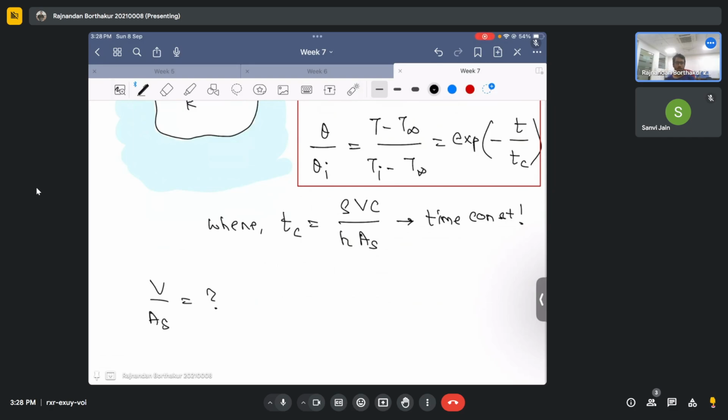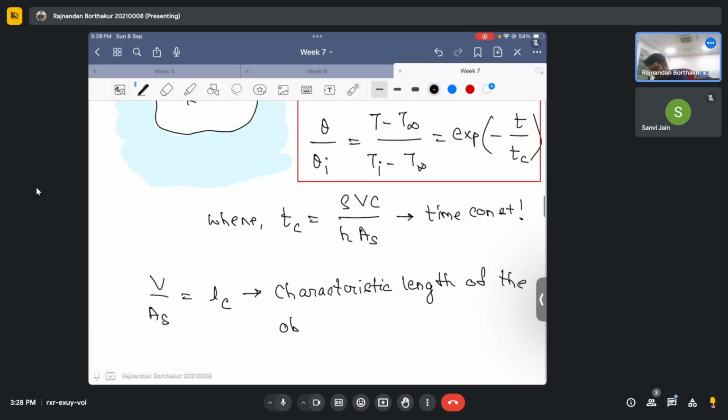Can you tell me what is the ratio of a particular body's volume to its surface area? Yes, exactly. It's known as the characteristic length. So this ratio is known as LC, which is basically the characteristic length of the object.